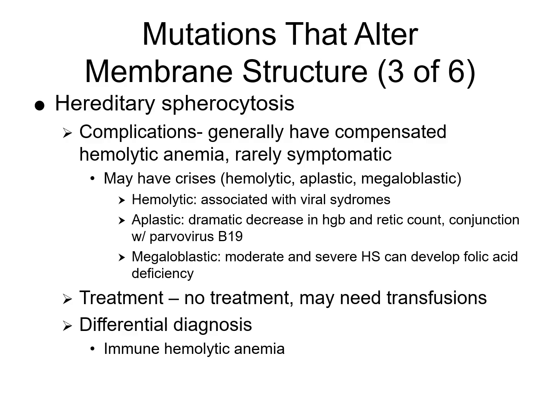They can have a megaloblastic crisis as well, and this is in moderate to severe cases. Patients may develop folic acid deficiency due to the increased erythropoiesis. For treatment, often no treatment is necessary for these compensated cases, but if they are not compensated, they may need a blood transfusion, and this may help during the hemolytic and aplastic crisis phases. For the diagnosis, we must be able to distinguish this from an immune hemolytic anemia, which involves the antibody-mediated red blood cell destruction.